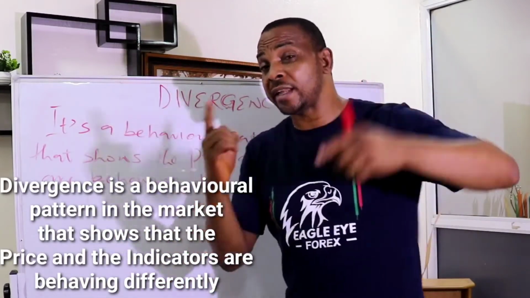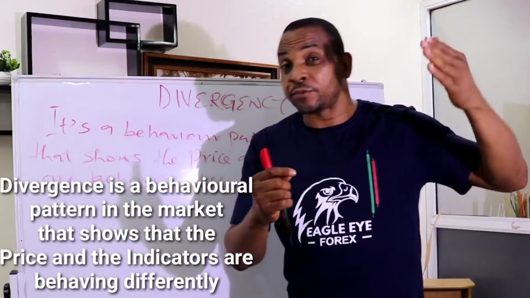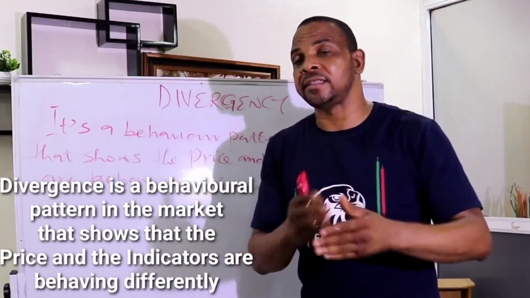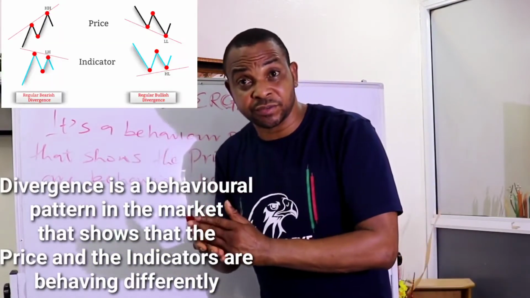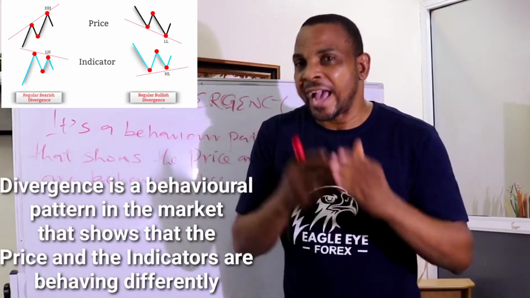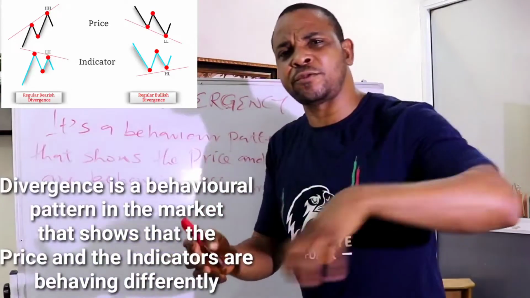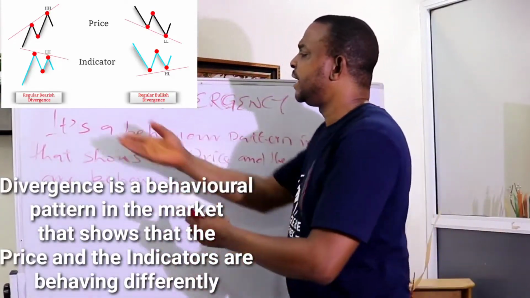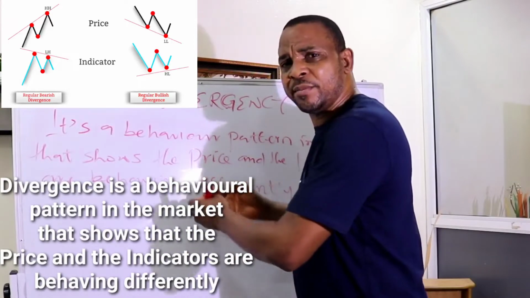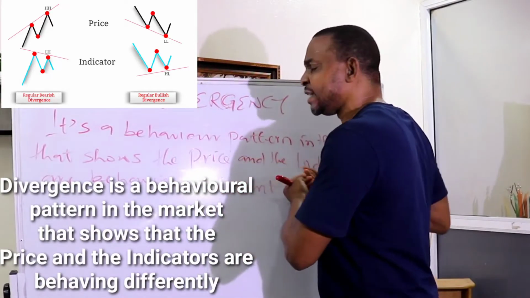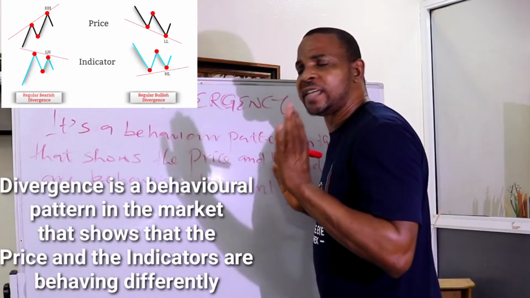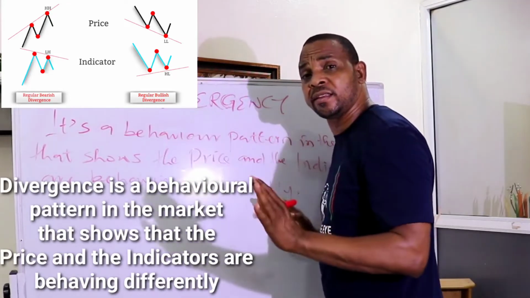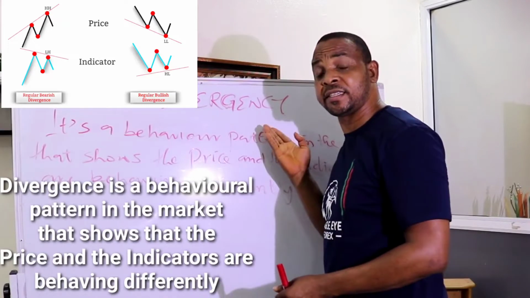Since I've told you to take note that every indicator follows price action, why is it that at a time in the market, price and the indicators are doing something different? They are not doing the same thing, they are doing different things. So it means that there is divergence in the market.